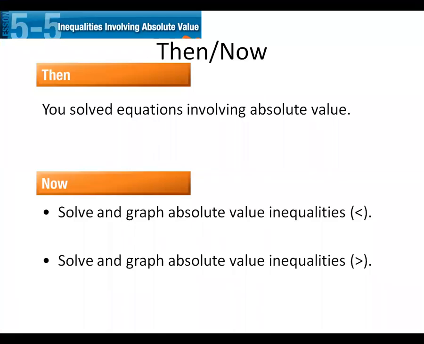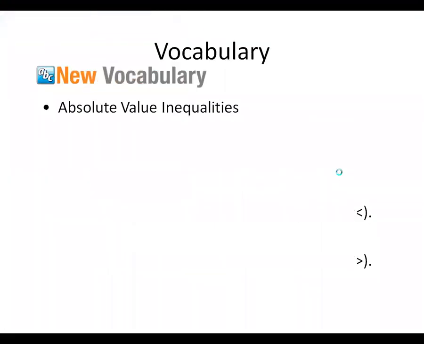All right, guys, into section 5 of chapter 5, inequalities involving the absolute value. So previously we solved equations involving absolute value. Now we're going to solve and graph absolute value inequalities with less than and then also greater than. Different things happen in each situation. So let's check it out.